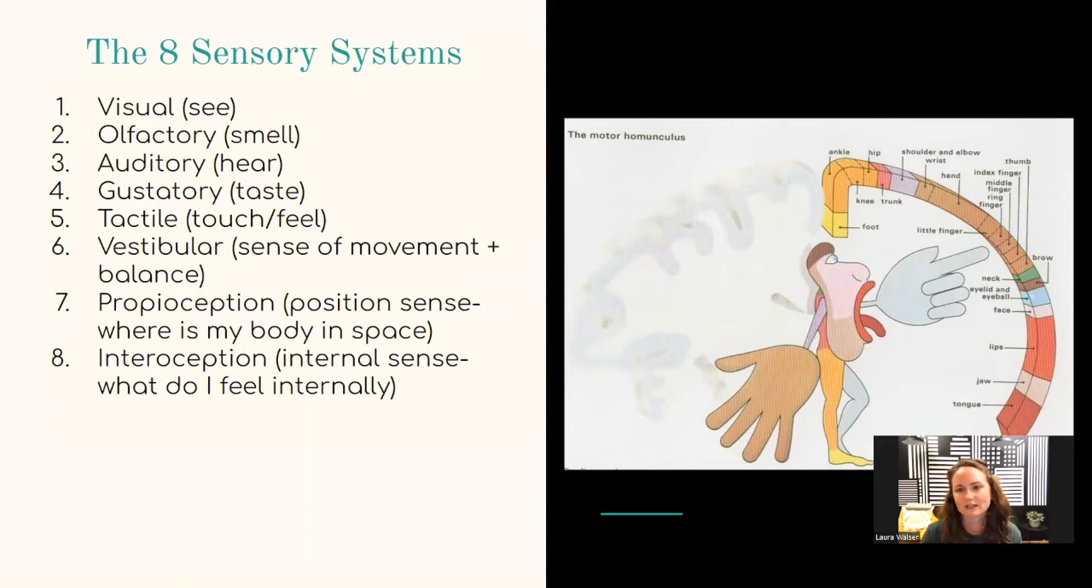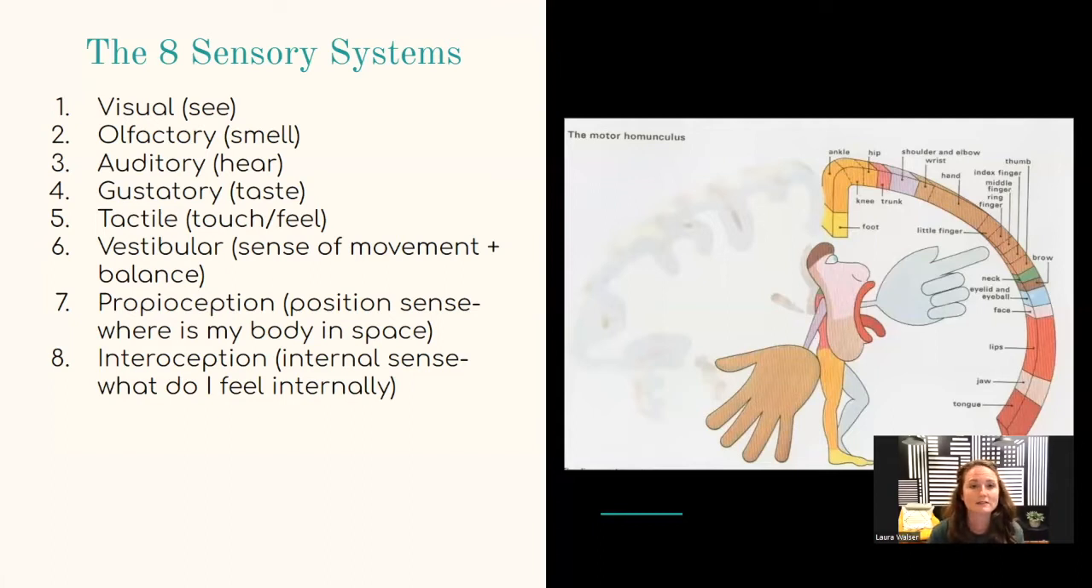So the picture on the screen is the motor homunculus. It's part of our brain. It's just how you can think of how these sensory areas in different parts of our body are represented in our brain, and also how much sensory information is given to those different parts. So you can see that tactile, hands, touch is huge. Also oral, tongue, that's huge as well. So big sensory systems there.